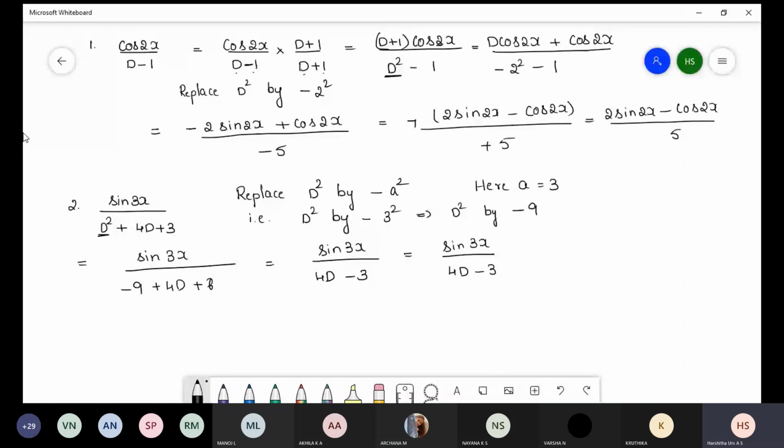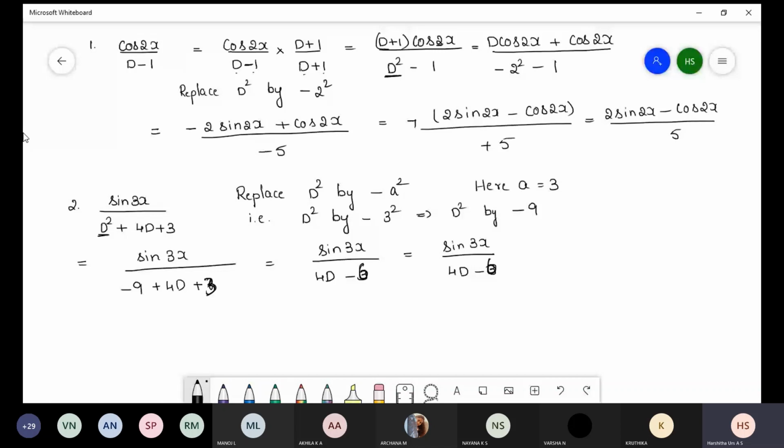Yes, here we get 6. Right, make the correction. Here it is 3. Again, minus 9 plus 3 is minus 6. Here also minus 6. So, doing the rationalization.